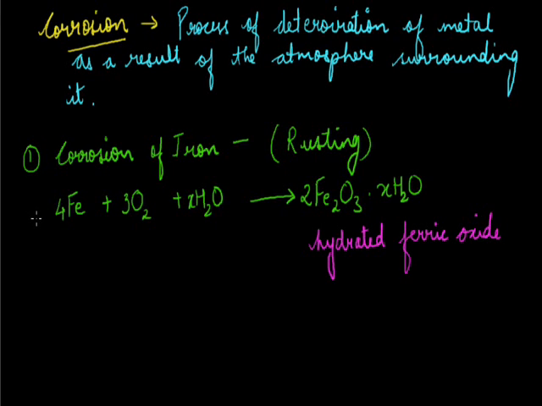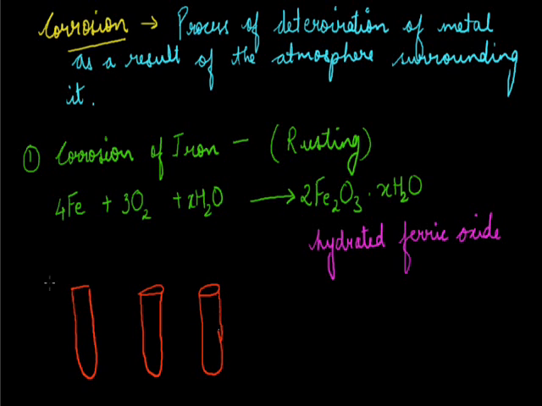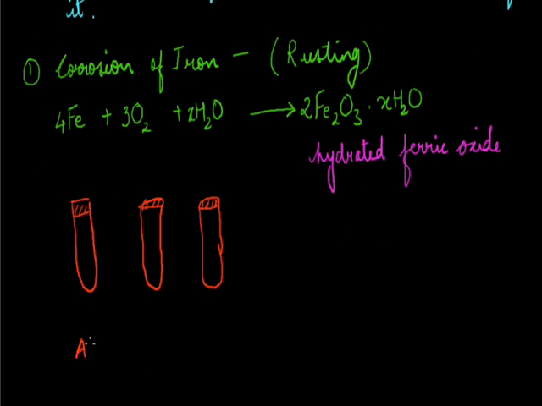Now, how did we come to the conclusion that oxygen and water are necessary? For this, we will conduct a simple experiment which will show us how rusting occurs and what the necessary conditions for rusting are. Okay. I took three test tubes. These are all closed with a tight cork: test tube A, test tube B, and test tube C.